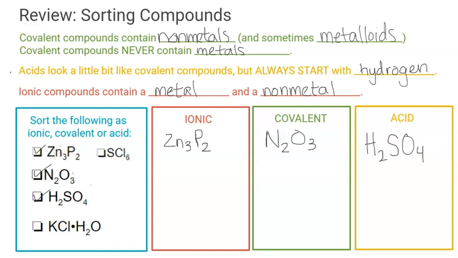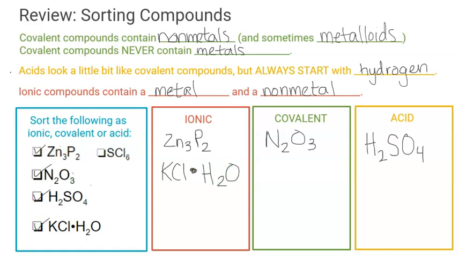This next compound, KCl·H2O, potassium, this first element, is a metal. So this goes in the ionic category. Even though it has this weird ·H2O part, this is a special kind of ionic compound. It's called a hydrate, but you don't really have to know that. You just need to be able to tell that because it has that metal, potassium, in it, it is going to go into the ionic category. So I'll put KCl·H2O into that ionic category.